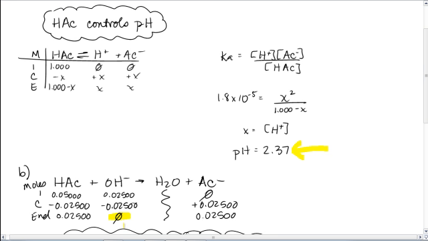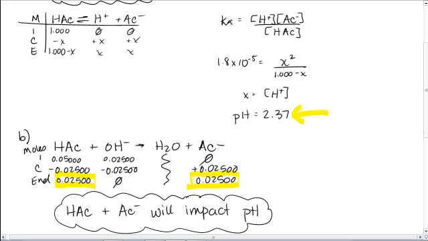So I'm left with some moles of acetic acid. At the same time, I'm also gaining some acetate ion. So in the end, there are actually two things that are going to influence my pH. And that's going to be the fact that I have both acetic acid and the acetate ion in there. And so both of those are going to be important to consider when I do the equilibrium. Both the acetic acid and the acetate ion, because that's a non-neutral salt.